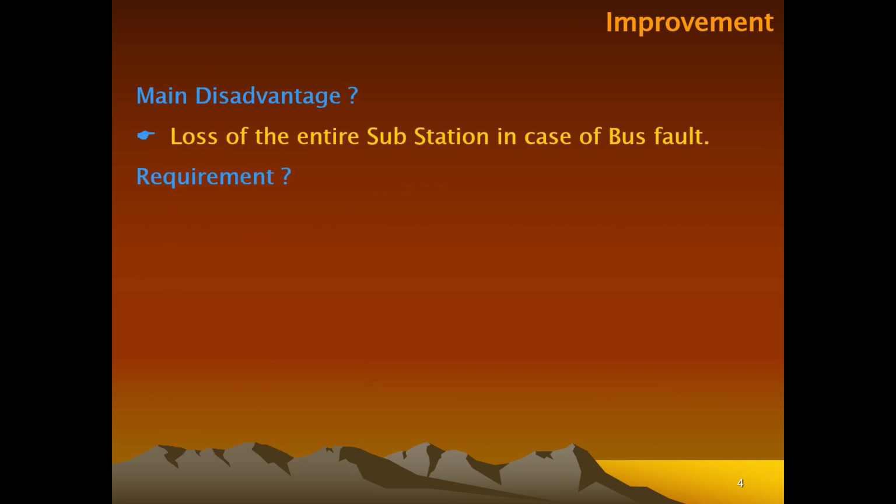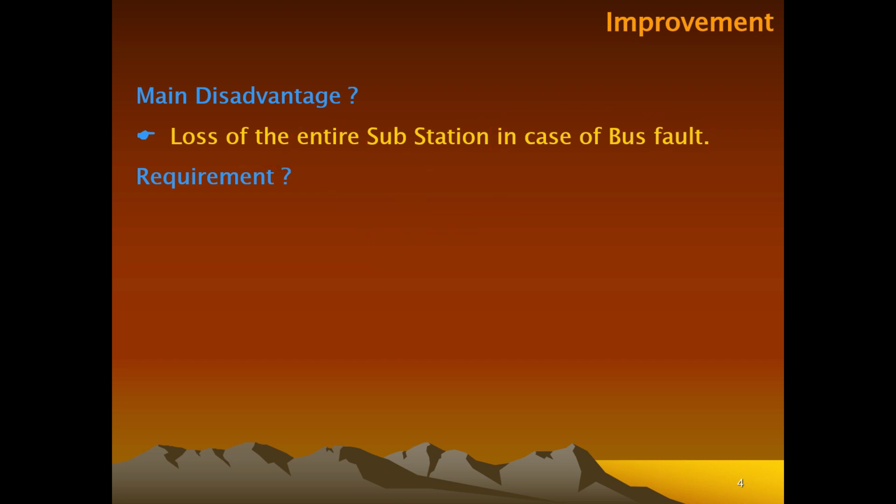The major problem in the case of the single bus bar scheme is the loss of the entire substation in case of a bus fault. Whenever there is a bus fault, your entire substation, all the feeders connected to the substation, are tripped. And once all feeders are tripped, the entire substation power will be lost.